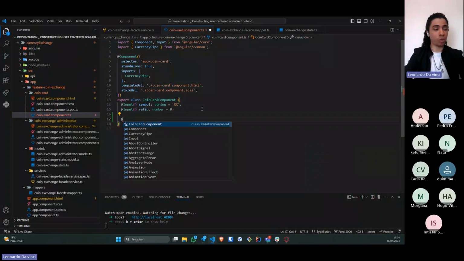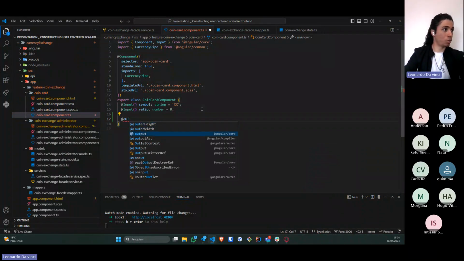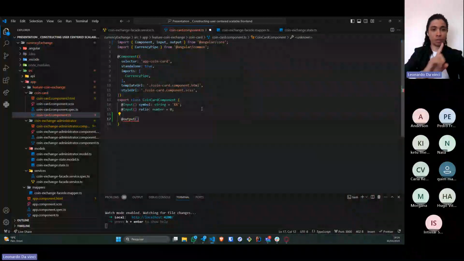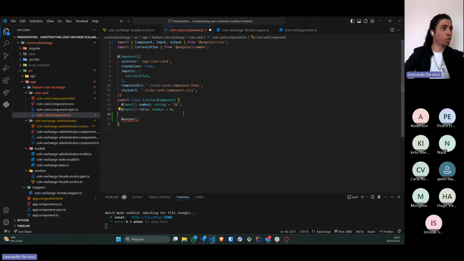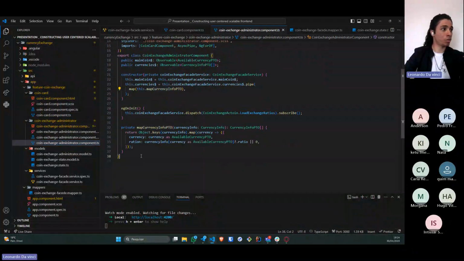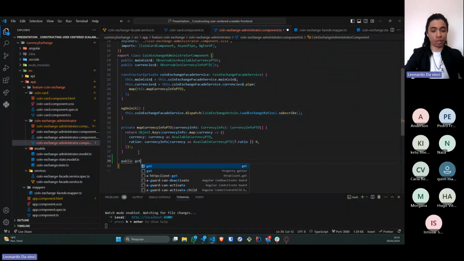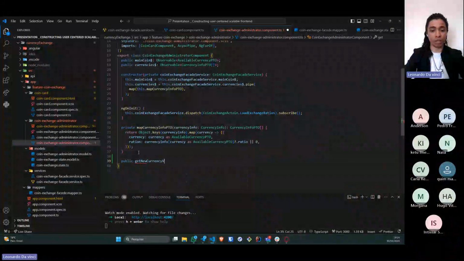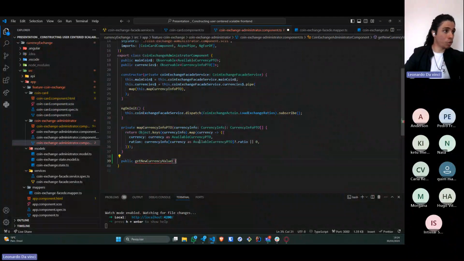I would put in here an output. Again, for those that don't know Angular, don't worry. It's basically informing the parent that something changed. But put an output and say, hey, here is the value that I want. It would come directly to the administrator. The administrator would have a function in here saying whatever, right? For example, get new currency value, whatever. And this would eventually fire.